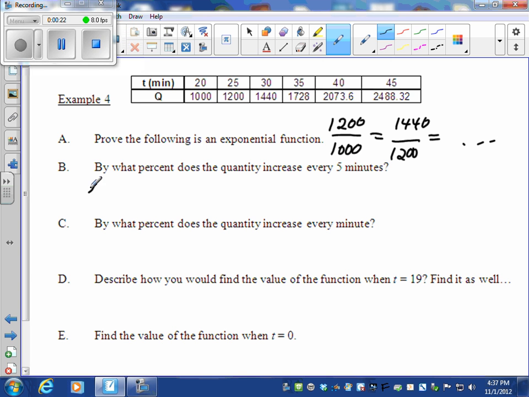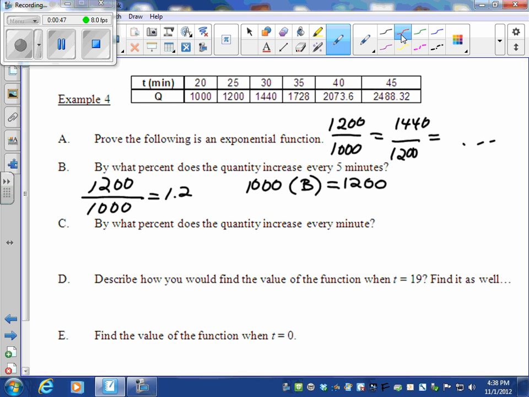Well, what's 1,200 over 1,000? 1.2. The other way to think about this is 1,000 times some number, we could call this B if you wanted, equal 1,200, and then solve for B. Now C kind of sets you up for this because it says, well, what does it increase by every minute?